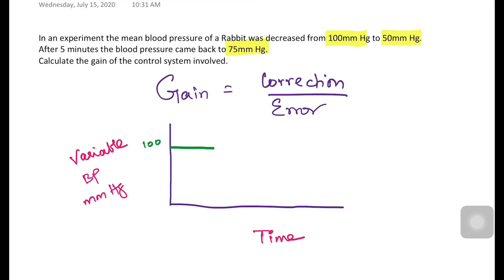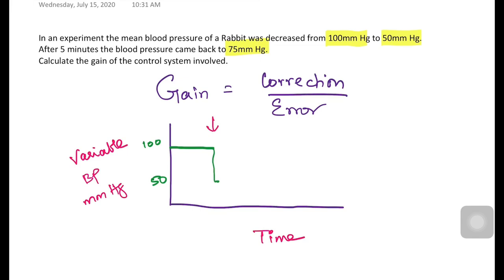So after doing the intervention, let's say this is the point where the intervention was done. From this point, the blood pressure came back to 50. From 100, it came back to 50. So this is level 50. This is without any intervention by the control system. From 100, there is a disturbance, it came back to 50.